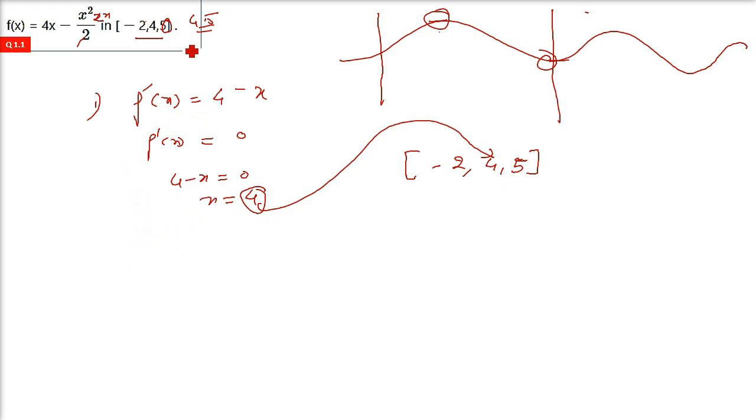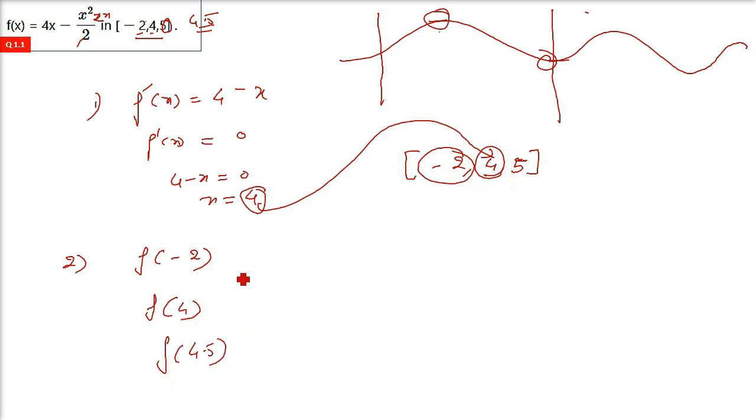The next thing we do is take all these critical points. Since the critical points are already with us, we just have to find the minimum and maximum value. So we place these three values given in the question in the original equation, which is 4x minus x square by 2. So we have to find f(-2), f(4), and f(4.5). I'm placing the -2 value in the original equation, 4x minus x square by 2. Here also f(4) is 4 into 4 minus 4 square by 2.